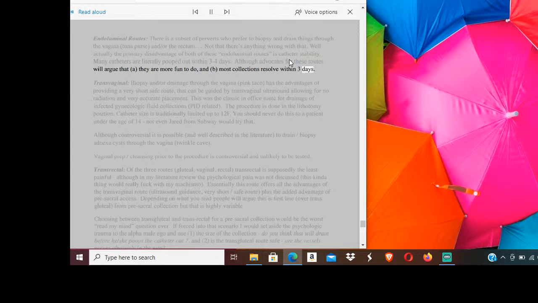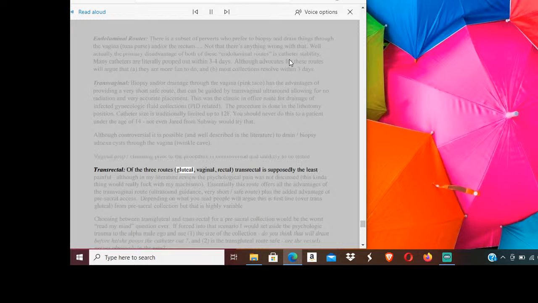Transvaginal. Biopsy and/or drainage through the vagina has the advantages of providing a very short, safe route that can be guided by transvaginal ultrasound, allowing for no radiation and very accurate placement. This was the classic in-office route for drainage of infected gynecologic fluid collections, PID related. The procedure is done in a lithotomy position. Catheter size is traditionally limited to 12F. You should never do this to a patient under the age of 14. Although controversial, it is possible, and well described in the literature, to drain or biopsy adnexal cysts through the vagina. Vaginal prep by cleansing prior to the procedure is controversial and unlikely to be tested.